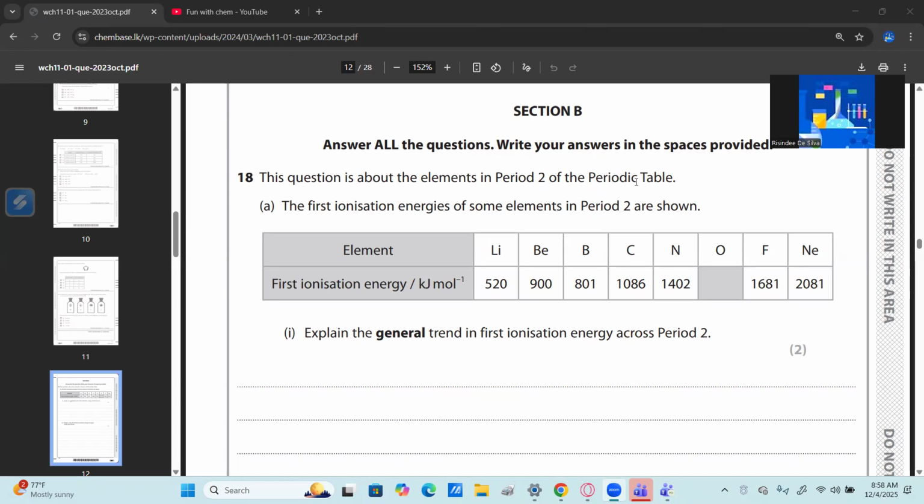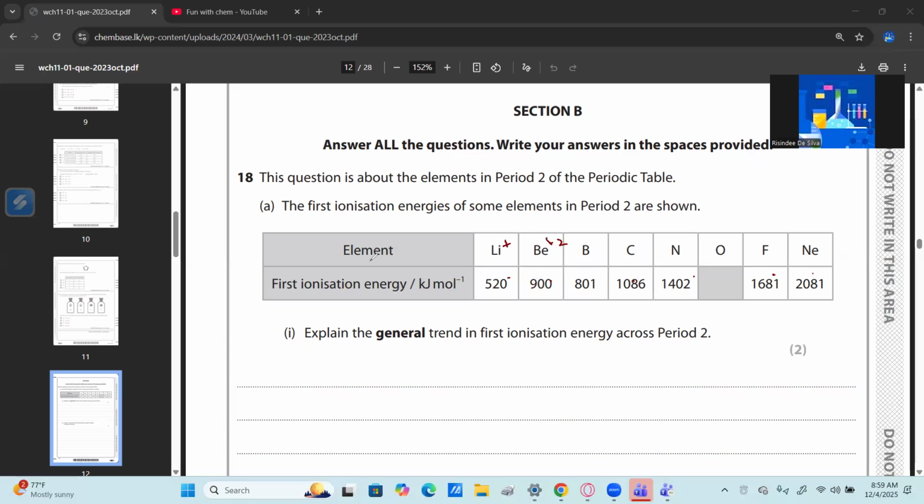So when they ask for the general trend, you have to know what you can observe generally, not the actual one. So we can see 500, 900, 1000, 1004, 1006, right? 2000. Generally, it's increasing. So you can write there is an overall increase in the first ionisation energy. The reason is the number of protons are increasing across the period.